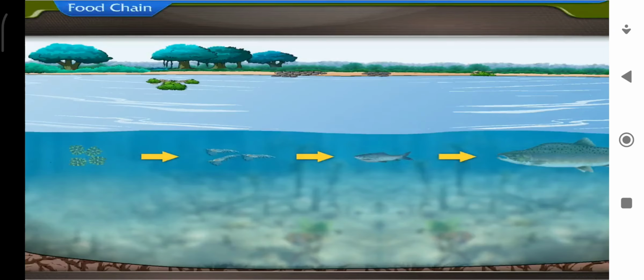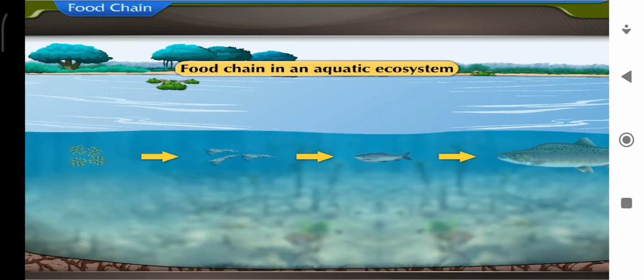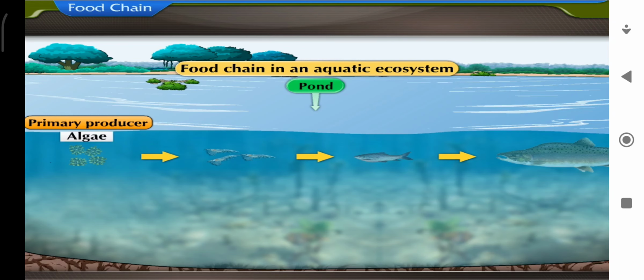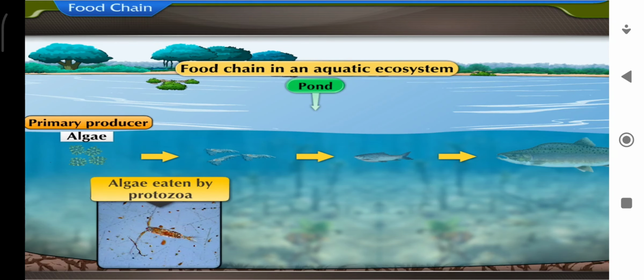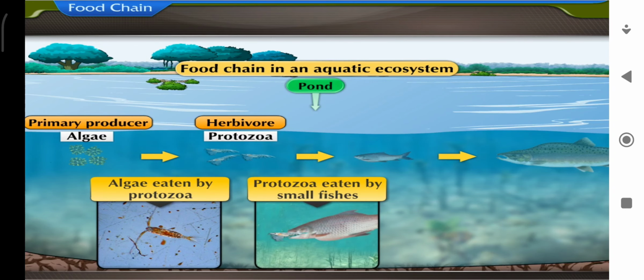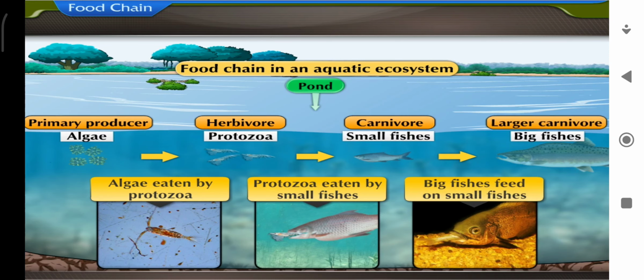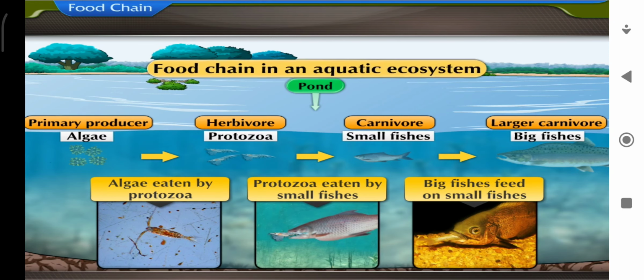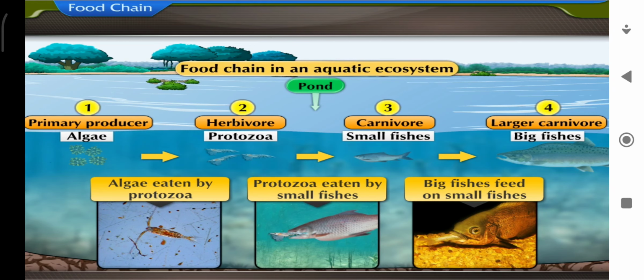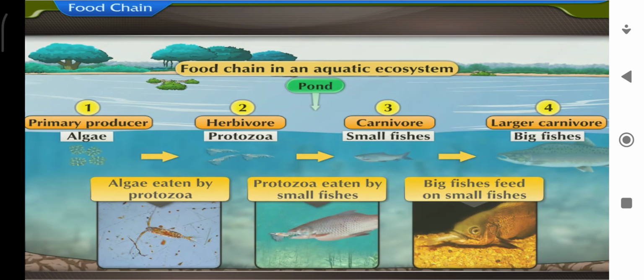Let us take a look at a food chain in an aquatic ecosystem such as a pond. The food chain begins with the primary producers, the algae. The algae are eaten by protozoa, which are herbivores. The protozoa in turn are eaten by the small fishes, which are the carnivores. The big fishes or the larger carnivores feed upon the small fishes. This aquatic food chain has 4 steps and can be represented as algae eaten by the protozoa, which are eaten by the small fishes, which in turn are eaten by the large fishes.